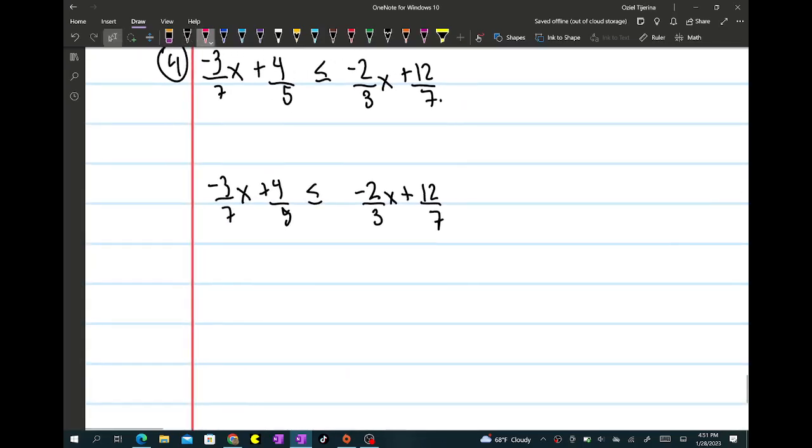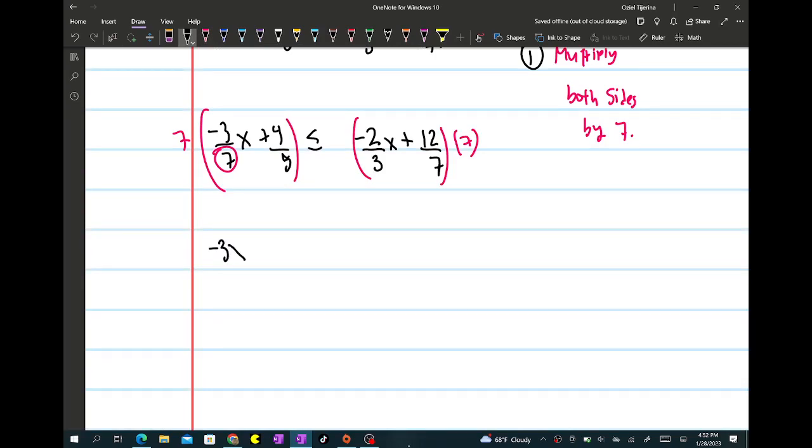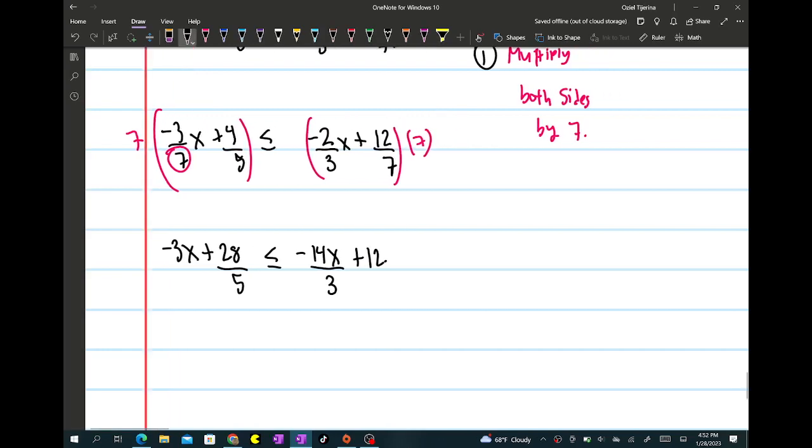So my first step is going to be to multiply both sides by 7. So here's 7, so I'm going to multiply both of these sides by 7. So I'm going to get negative 3x plus 28 over 5 is less than or equal to negative 14x over 3 plus 12. I'm just distributing the 7, right?